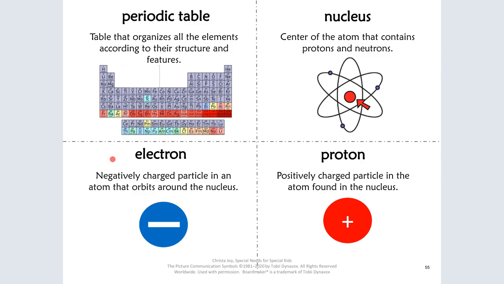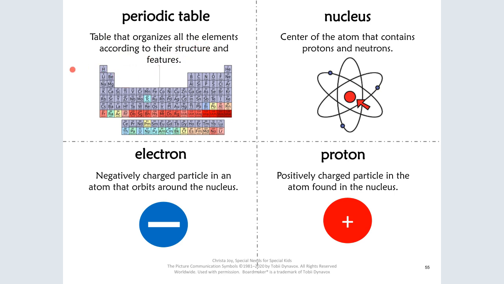So let's take a look at the vocabulary that we are talking about for the periodic table. First of all, let's look at definitions here. Okay, so the periodic table is a table that organizes all the elements according to their structure and features.